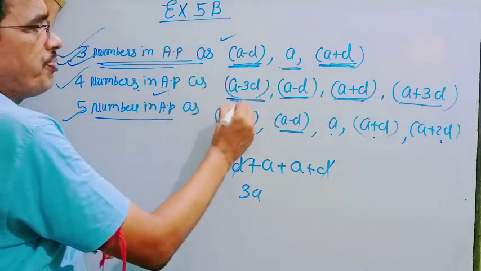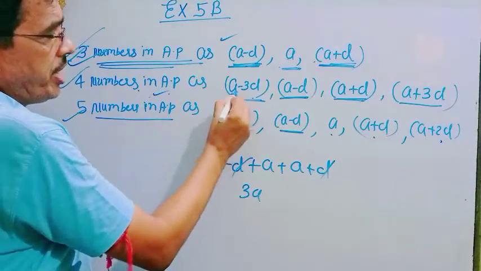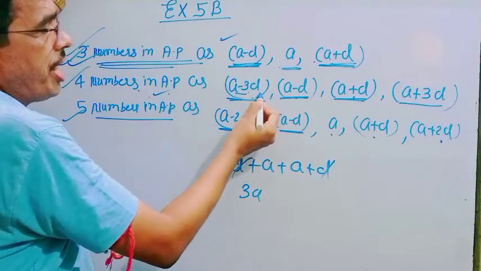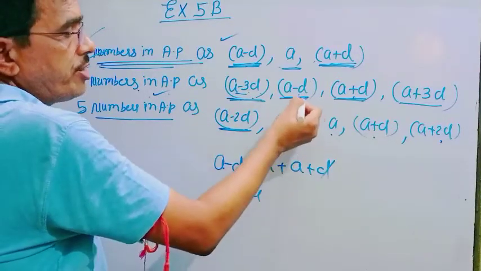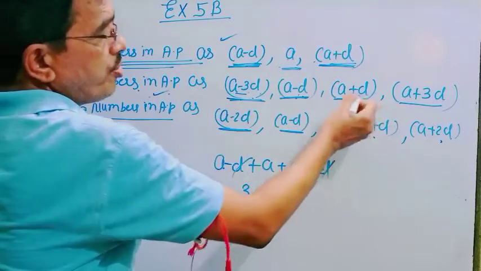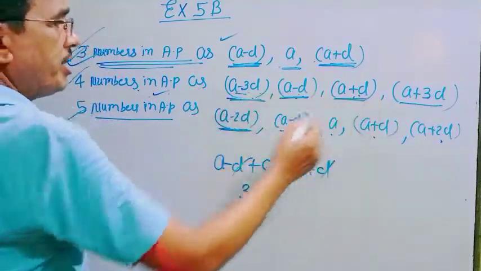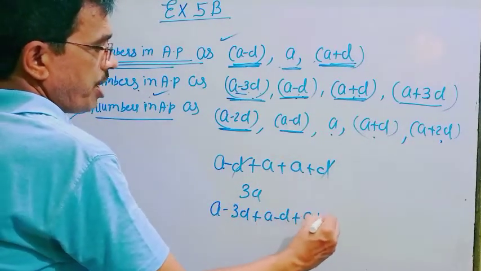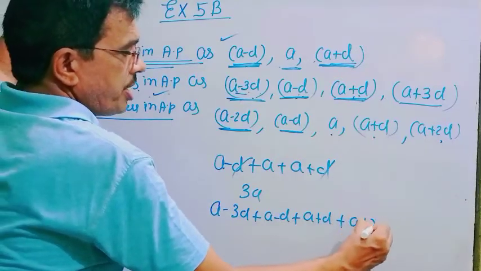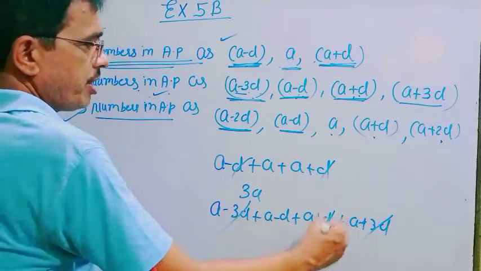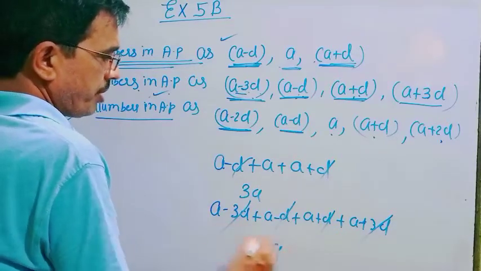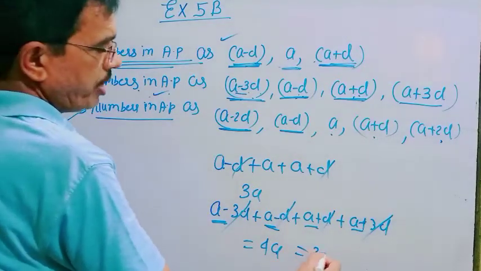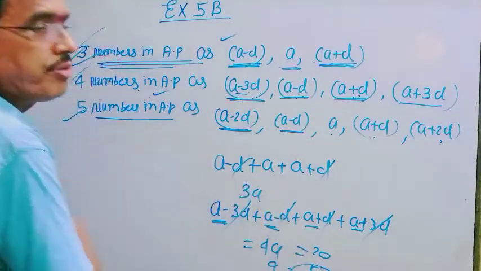Similarly, if your question is 4 numbers in AP, then the difference between these is always 2d. The difference is 3d; add 2d, then get a minus d. When add 2d, then get a plus d; add 2d, then get a plus 3d. But when you add these, you get a minus 3d plus a minus d plus a plus d plus a plus 3d; then minus 3d plus 3d, plus d minus d cancel, that is 4a. And if 4a is given as 20, then you can easily find a is equal to 5.